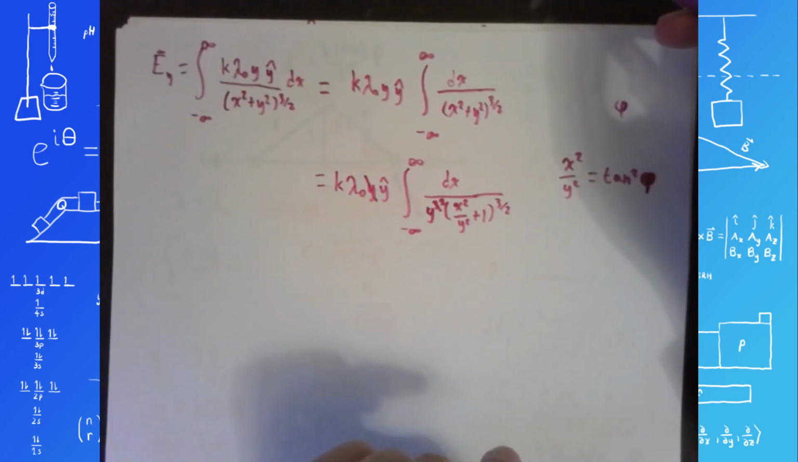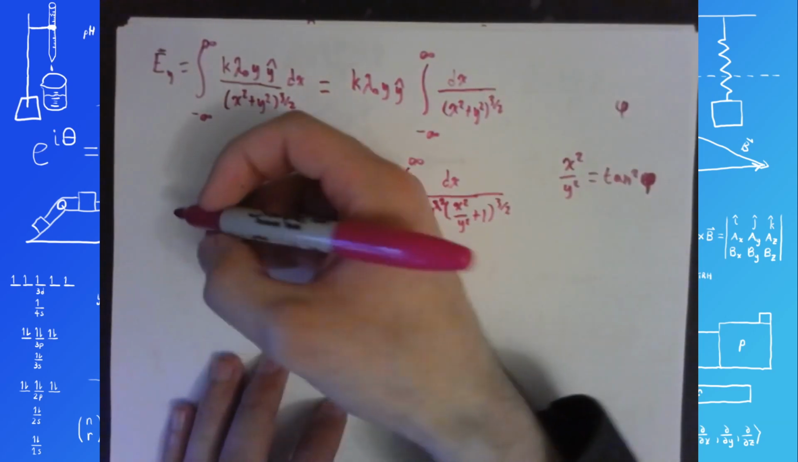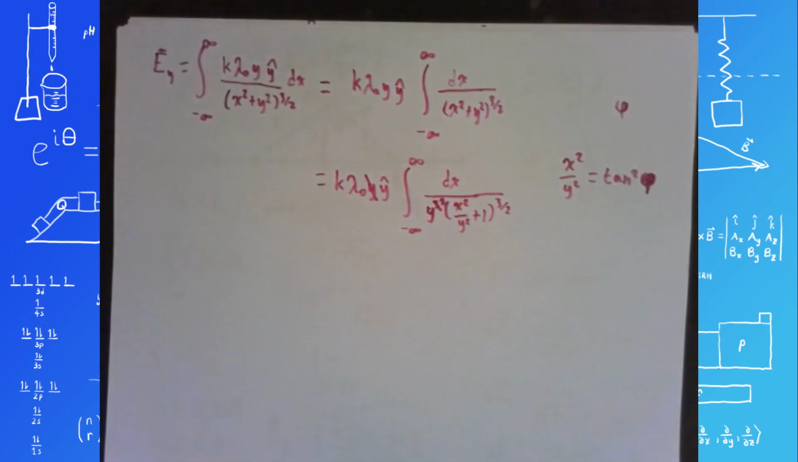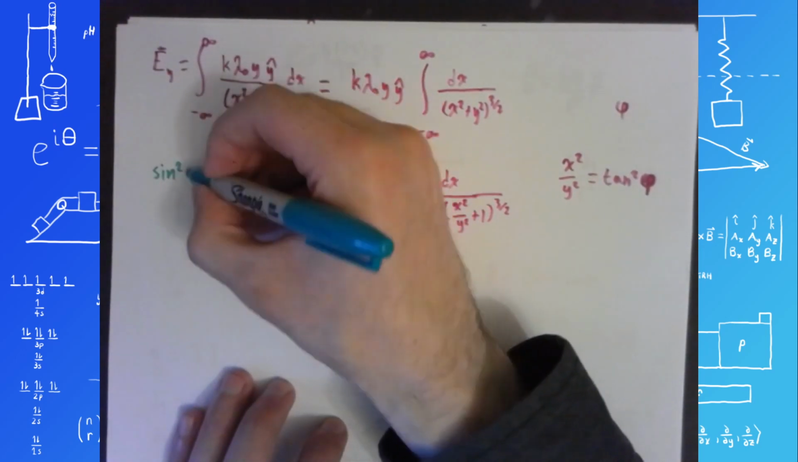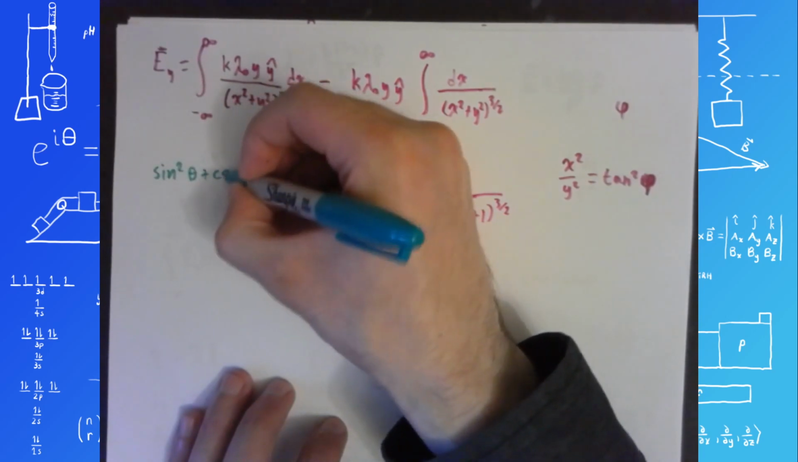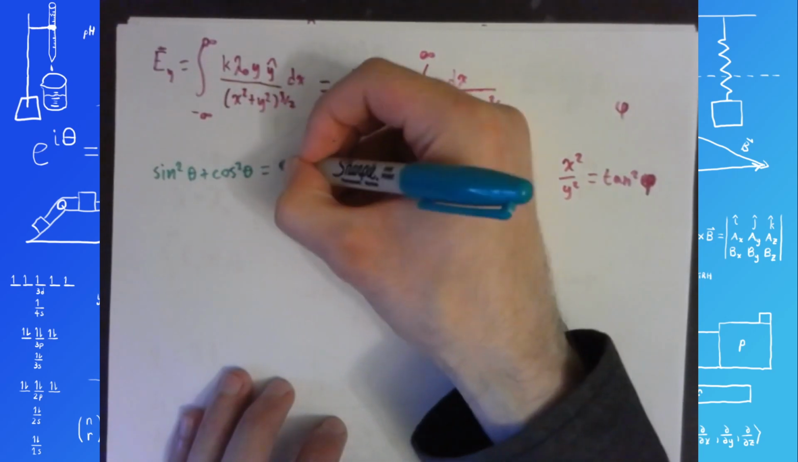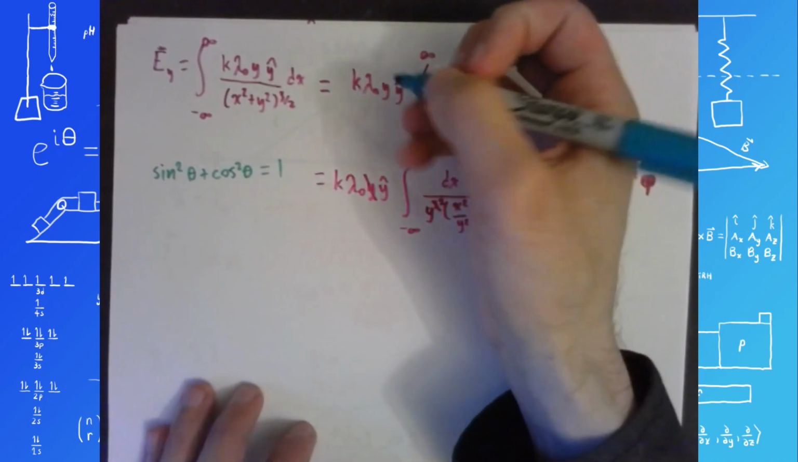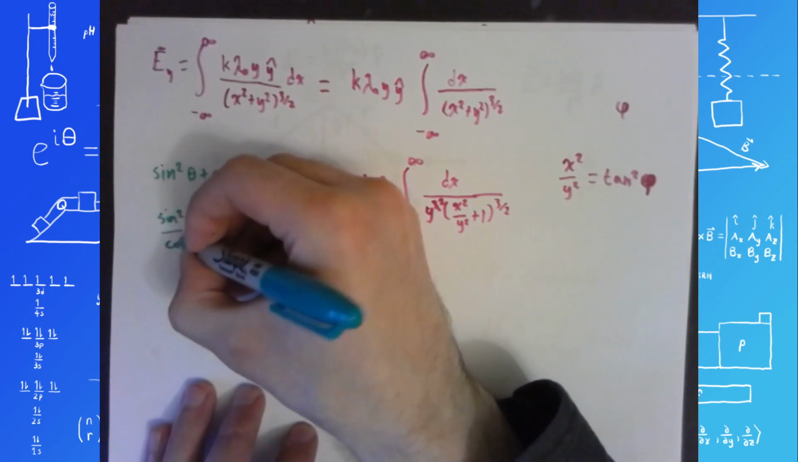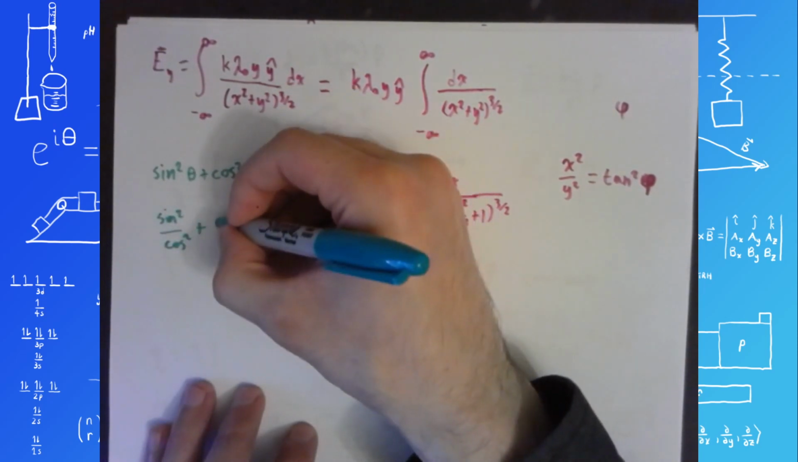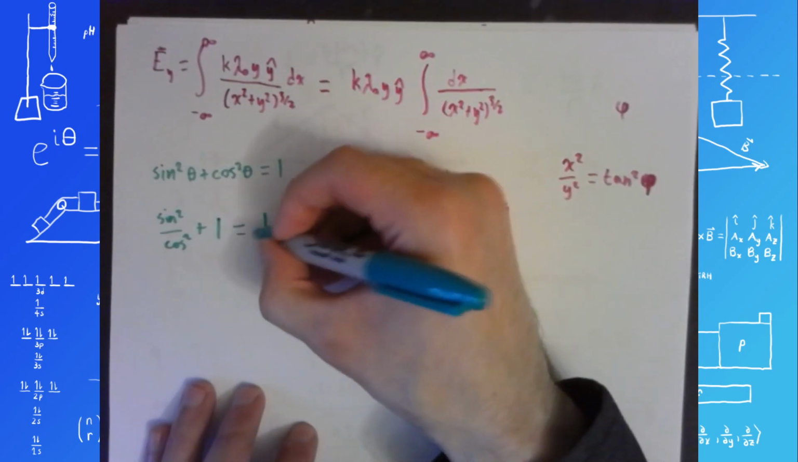equal to tan squared of phi plus 1, and 1 plus tan squared of an angle is equal to secant squared of an angle. If you don't remember that trig identity, it's okay as long as you at least remember the Pythagorean identity. If you remember that sine squared of an angle plus cosine squared of an angle is equal to 1, then if I divide both sides of this by cosine squared, I get sine squared over cosine squared plus cosine squared over cosine squared, which is 1, equals 1 over cosine squared.